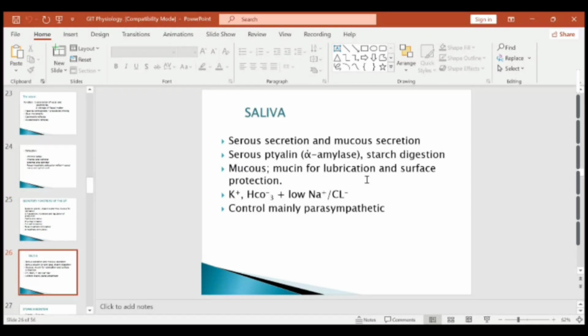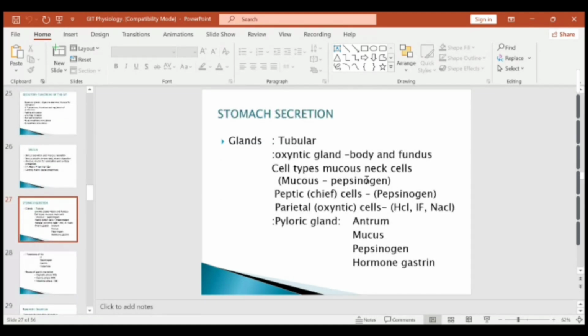Let's talk about the saliva. We said it's secreted by the three salivary glands, and the active part of it is called ptyalin, or alpha amylase, and its function is to start digesting starch. The process of digestion starts immediately in the mouth and continues all the way until the food reaches the stomach.